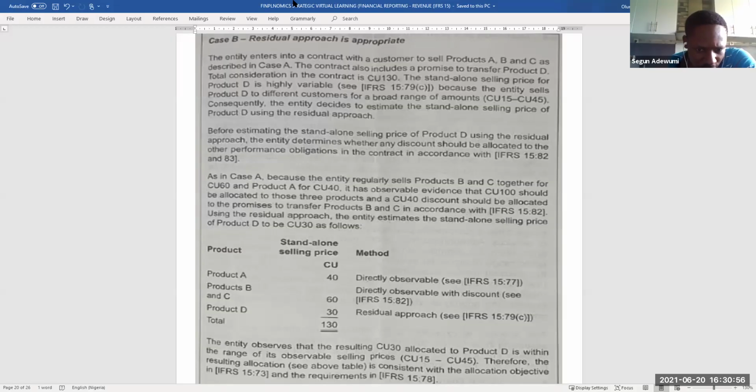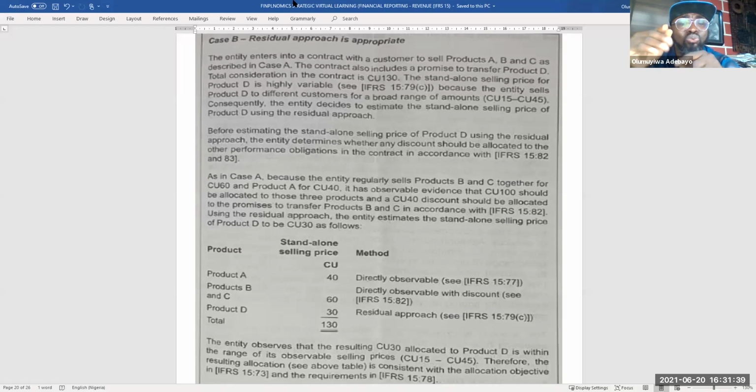Therefore, the resulting allocation is consistent with the allocation objective in IFRS 15, paragraph 73, and the requirements in IFRS 15, paragraph 78. Now, can you see the restrictive condition or criteria that seems to be met? That is why the residual approach can only be adopted when it is the only option available for that situation and it meets the requirements of the restrictive criteria. Only then can you do that.